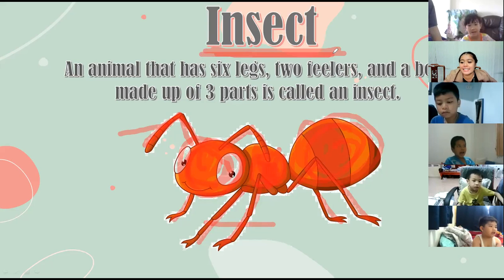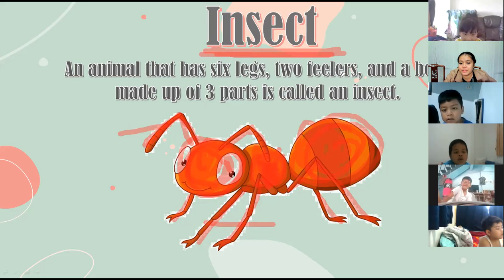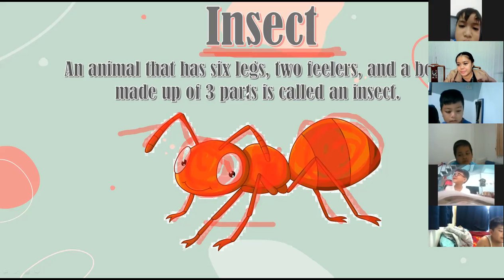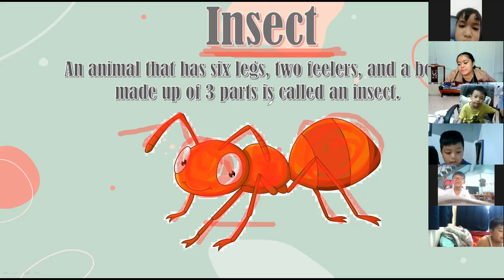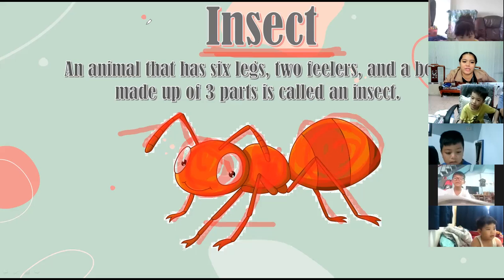An animal that has six legs, two feelers, and a body made up of three parts is called an insect. Okay, very good. Now let's proceed to the different examples of an insect.